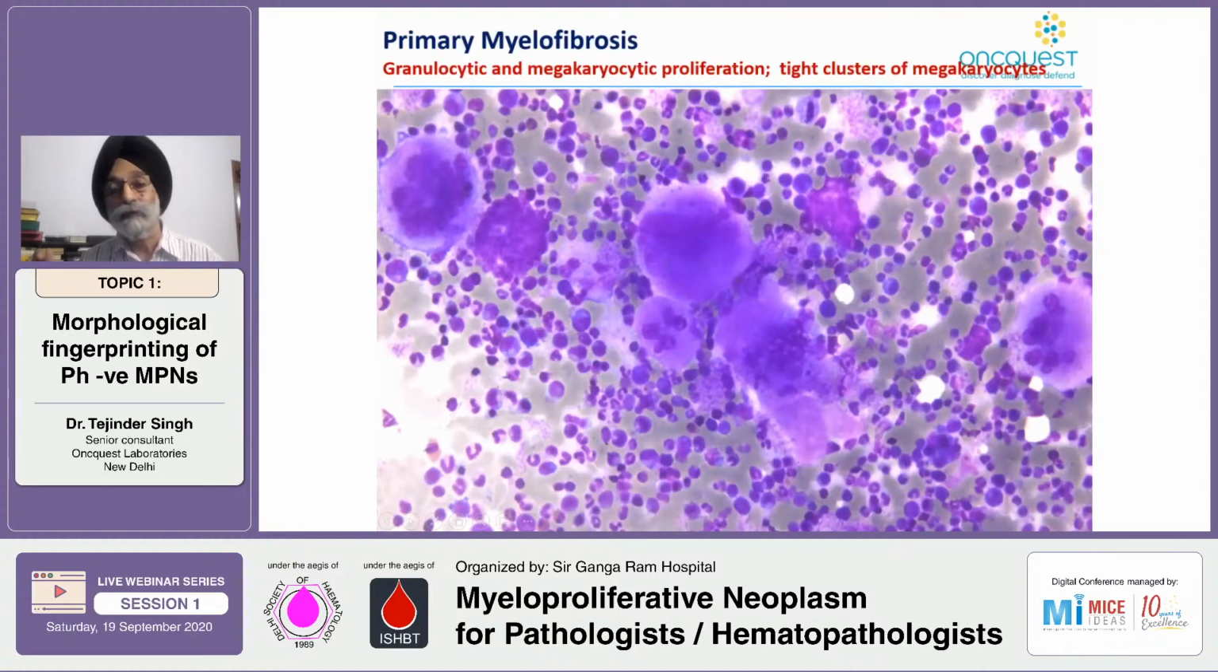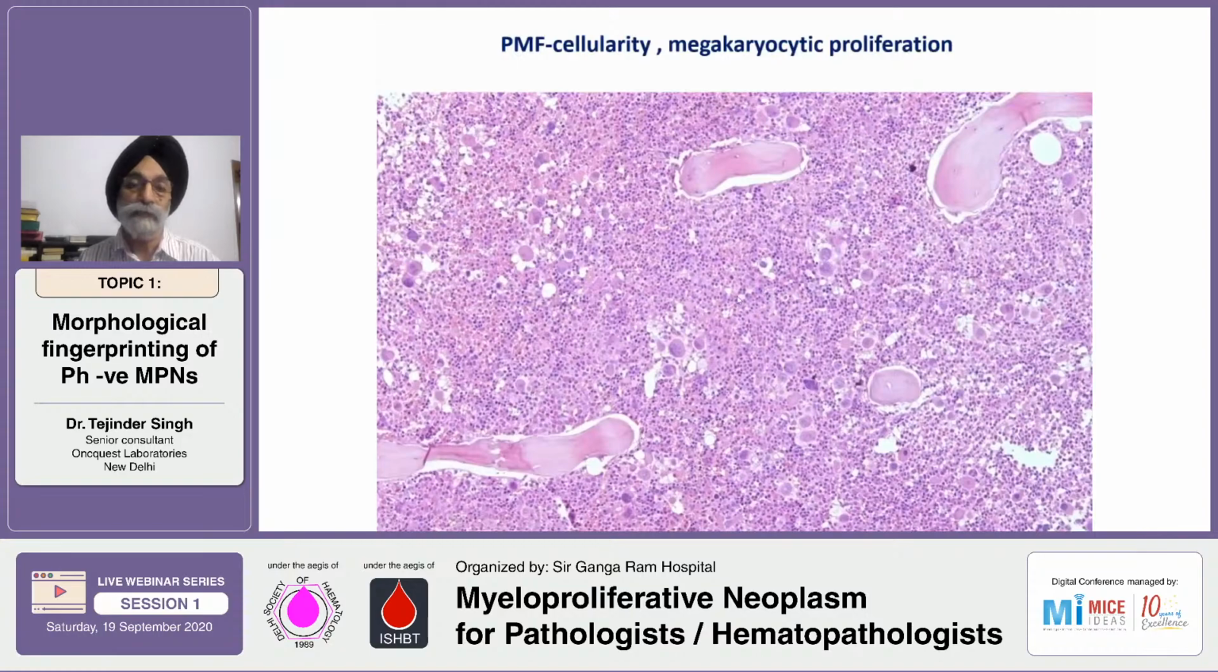So what do we find on morphology? First thing is there is a tremendous granulocytic proliferation, rather the erythroid precursors are diminished. Second thing, there is a tremendous megakaryocytic proliferation, and then this is one disease in which there are tight clusters of megakaryocytes. They're just sticking to each other. You can see them even on bone marrow aspirate. This is the bone marrow trephine biopsy.